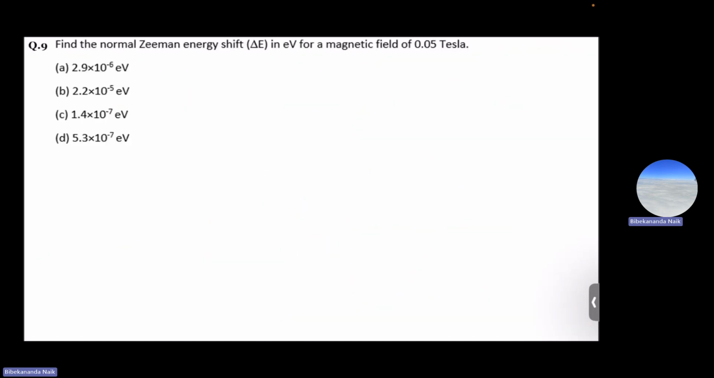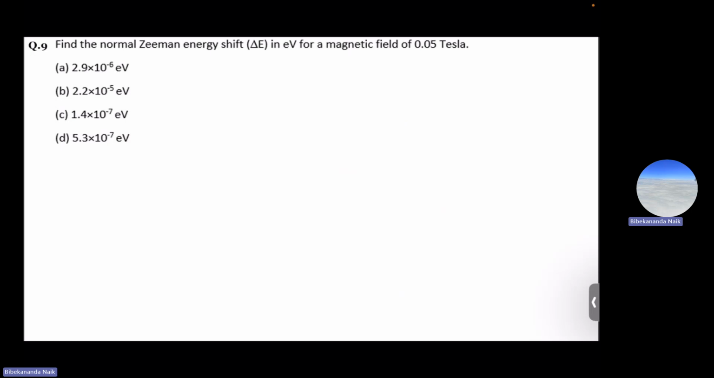Now we'll move to question number 9. Question number 9 says, find the normal Zeeman energy shift delta E in eV for a magnetic field of 0.05 Tesla. So here you see, the case is for the normal Zeeman effect.